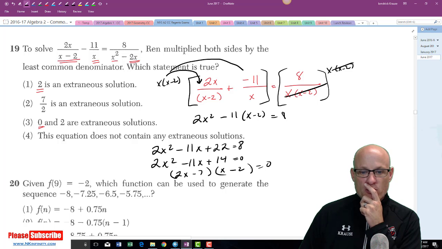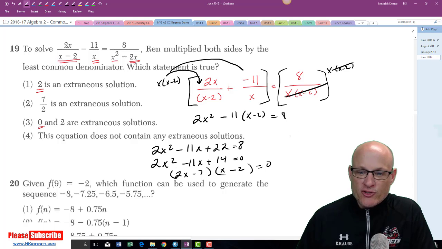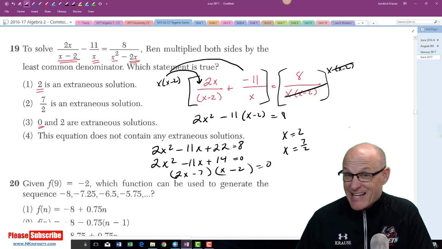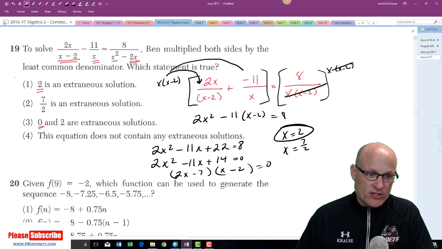So that would be 4x and 7x, so that works. So my two answers are x equals 2 and x equals 7 over 2. Now again, if I had ended up with 0 as a solution, 0 would be an extraneous solution too, but I did not. But 2 I ended up with, and 2 cannot be here. Oh, this is actually the answer. 2 can actually not be here because it makes the fraction undefined.